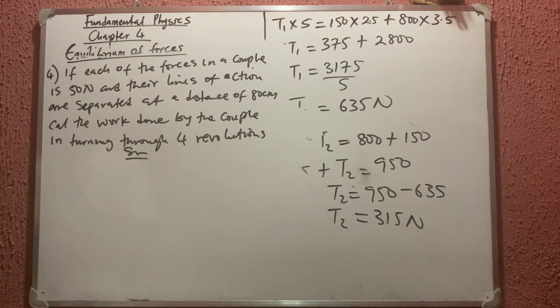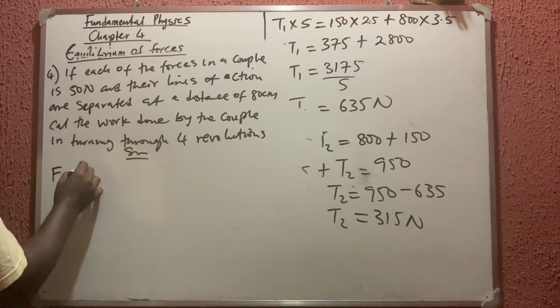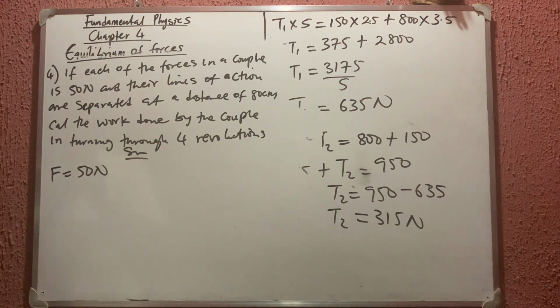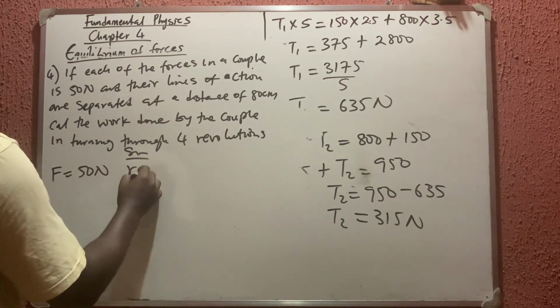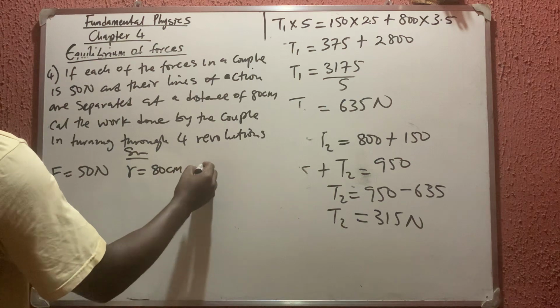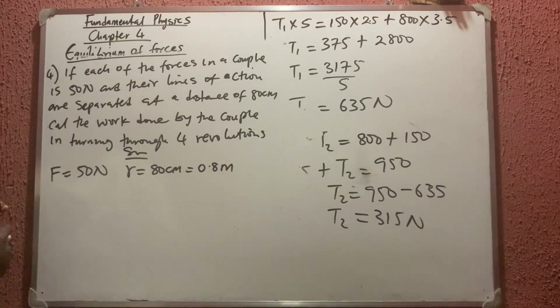Now for question number 4, they say we should calculate. The first thing we should have is that they've given us force. That force is equal to what? 50 Newton. So what else did they give us? They gave us our distance. So our distance r is equal to what? 80 cm, and 80 cm is 0.8 meters.